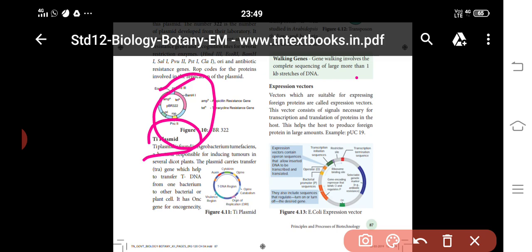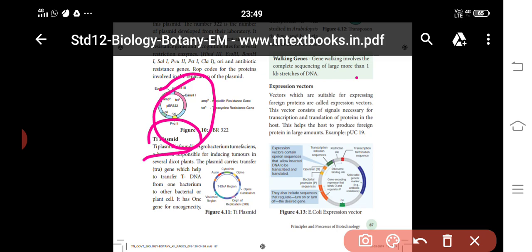The Ti plasmid is found in Agrobacterium tumefaciens. This bacterium is responsible for inducing tumors in several dicot plants. The plasmid carries a transfer gene which helps to transfer T-DNA from one bacterium to another bacterium or plant cell. It also carries the gene for oncogenicity.